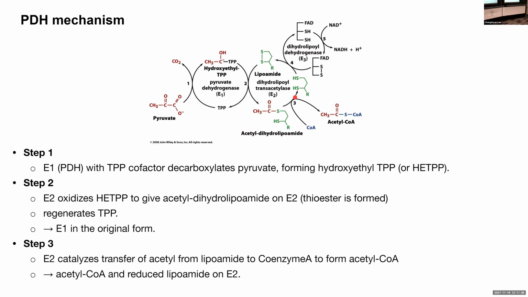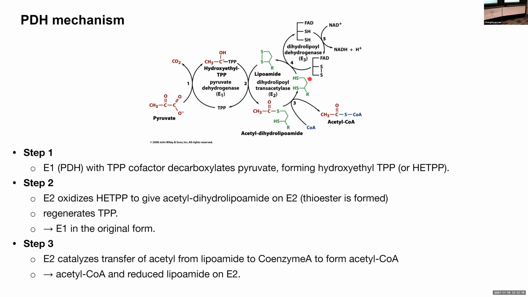Step 3 is happening right here, where this acetyl dihydrolipoamide is used and reacts with the coenzyme to generate acetyl-CoA. So this E2, again the same enzyme, catalyzes the transfer of this acetyl group from the lipoamide to CoA to form that molecule. And you're going to end up having this acetyl-CoA, which is ready for the TCA cycle. And we'll also have reduced lipoamide here on the enzyme too.